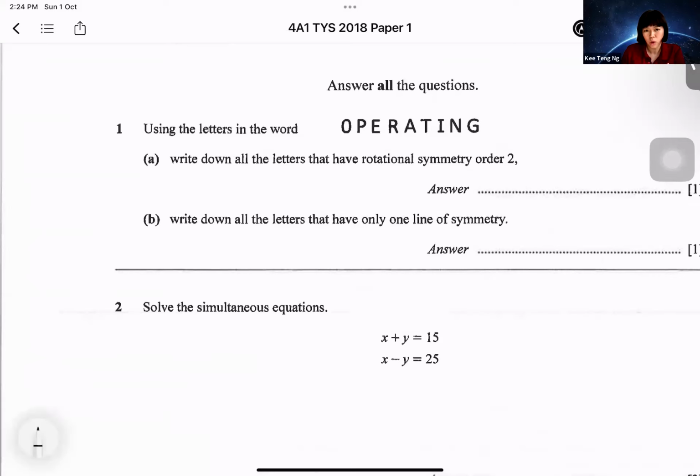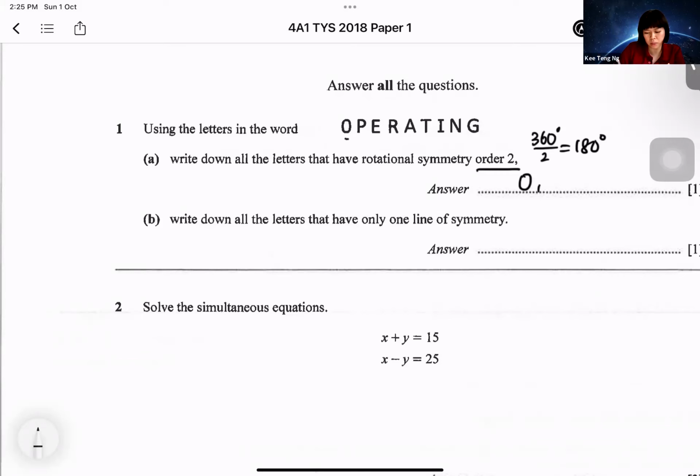of order 2. Rotation symmetry of order 2 means that if I turn the whole 360 degrees, I'll see it the same 2 times. So I take 360 degrees divided by 2, which is 180 degrees. When I turn the whole thing 180 degrees, I should still see the same letter. If that's the case, O is the same letter.